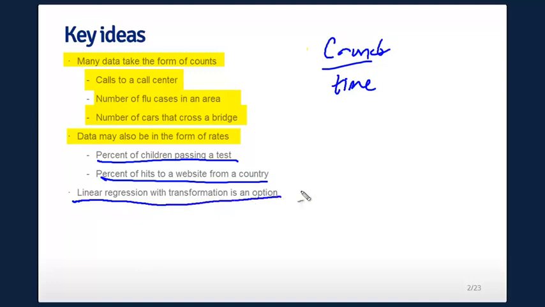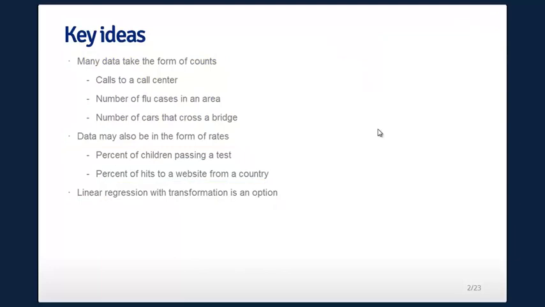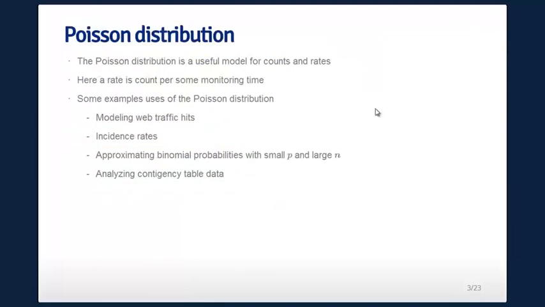Linear regression with transformation is an option, and we'll go over logging the outcome just because it's an important special case. The Poisson distribution is a particularly useful distribution for modeling counts or rates. Here I'm defining a rate as a count per some monitoring time. Some examples of the Poisson distribution: web traffic hits, incidence rates in epidemiology, binomial type processes with small p and large n. And there's a huge use of Poisson models for analyzing contingency table data.